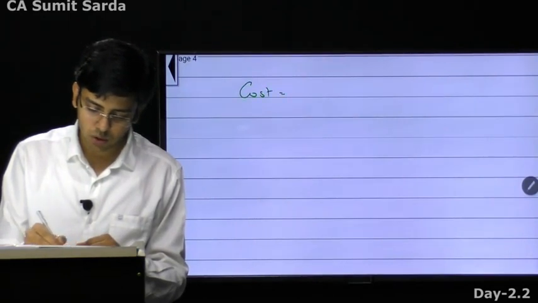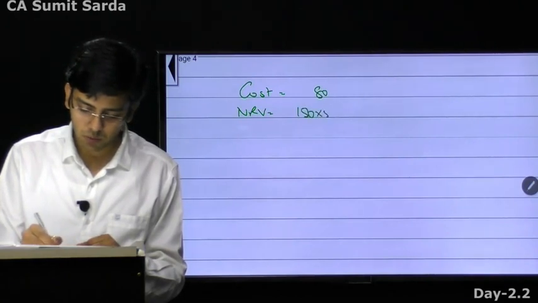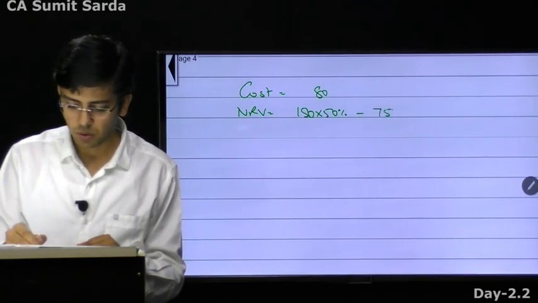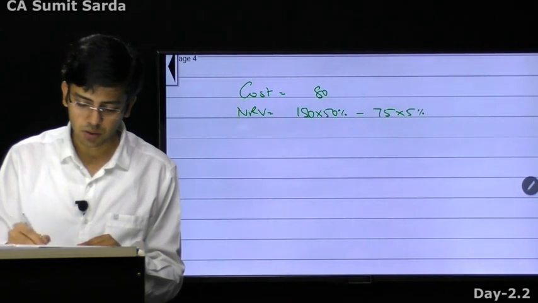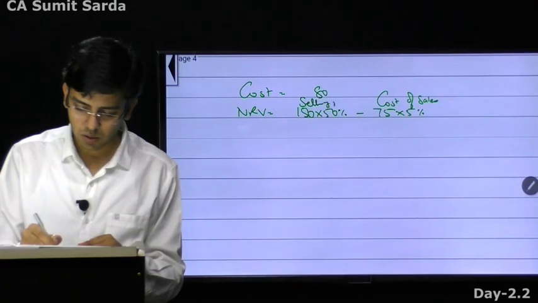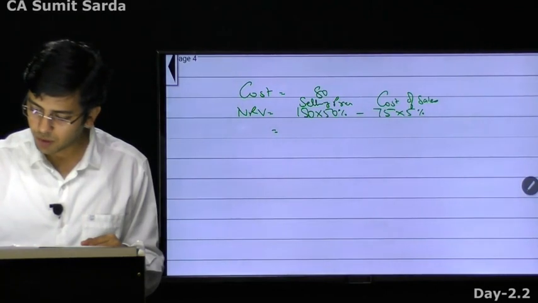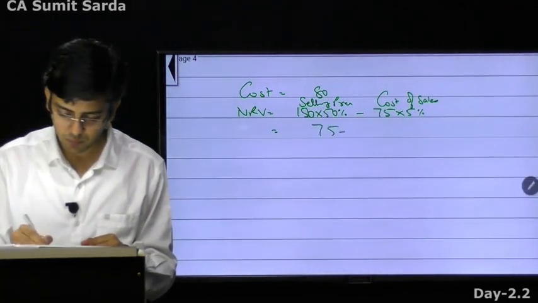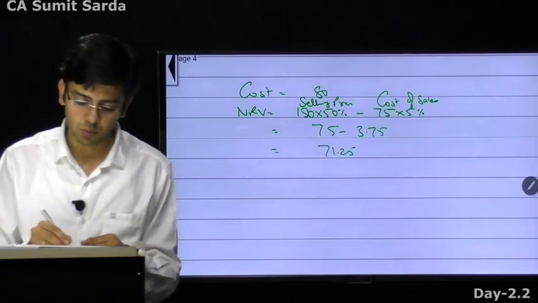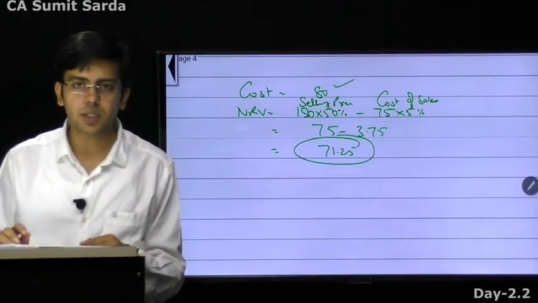So I know that cost is 80. NRV is the normal selling price minus the cost of sales. Whatever the normal selling price is, we got it at 75, and 5% is the cost of sales. So if we deduct both of them, it will be 75 minus 3.75, 71.25. So cost is 80, and whichever is lower, we have to measure it at 71.25.